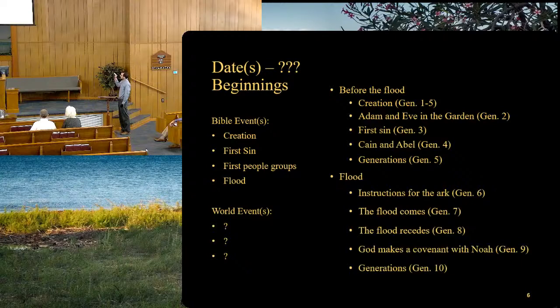And so part of what we're looking at on that right side is also that three-layer and three-cycle approach of major points before the flood, but then those subpoints that are layer 2, and then also getting into layer 3 with the scriptures that go with it. And then for the flood: instructions for the ark, flood coming, flood receding, God making a covenant with Noah, and then again, generations. So it's a pattern, with the generations bookending these.